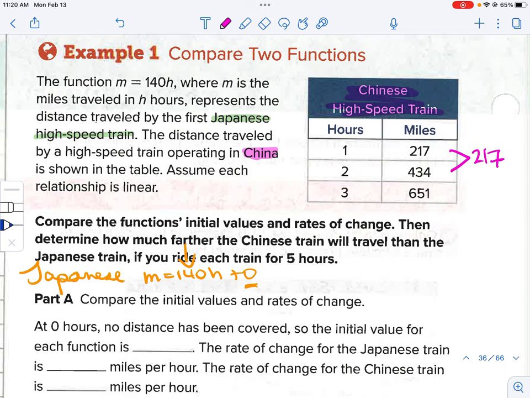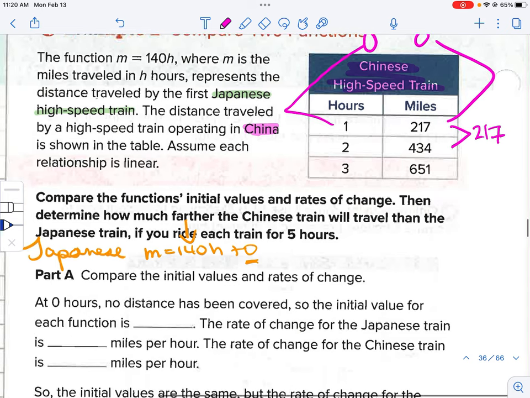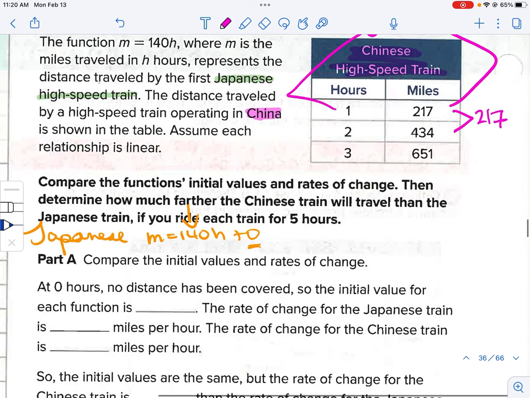If I was to go back, now if you really thought about this, you would be able to get this without even thinking about it. That's going up by 217. Well, guys, isn't this proportional? Because if you haven't gone any time, you haven't gone anywhere. So that would have been proportional anyway. Okay, so it says at 0 hours, no distance has been covered. So for the initial value, they're exactly the same thing. So the initial value for each function is 0.